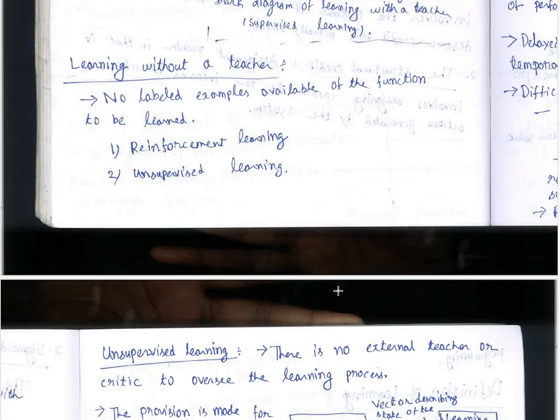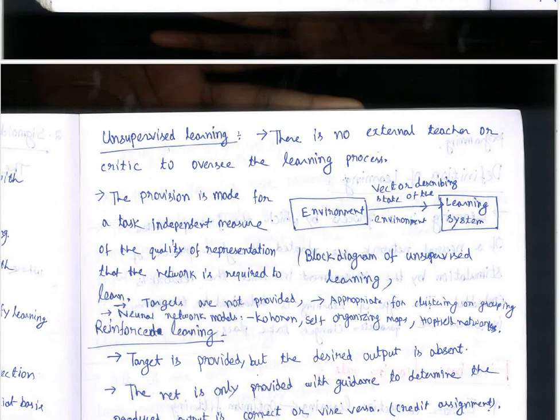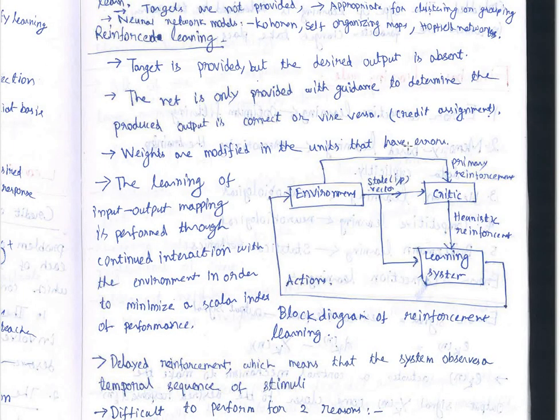Learning without a teacher has two types: reinforcement learning and unsupervised learning. In unsupervised learning, there is no external teacher or critic to oversee the learning process, and learning happens simply without labeled data.